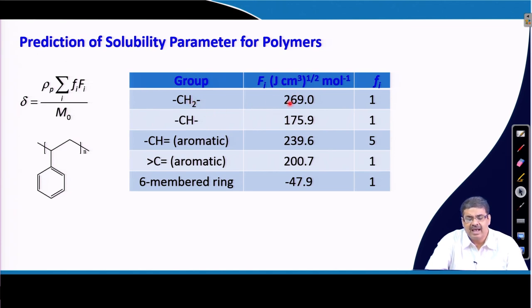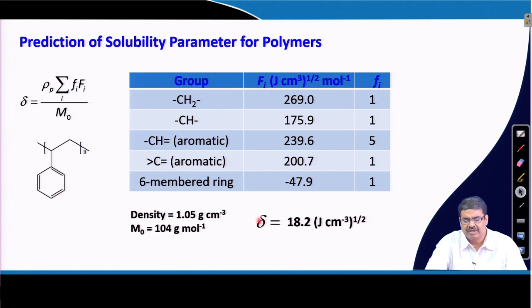So, we can add all these numbers to get this expression, and with the knowledge of the density of the polymer and the molar mass of the repeat unit, we can get the solubility parameter. So, in this case, we multiply f sub i with this capital F sub i, and sum to get this summation, and the density value we know, and m naught, the molar mass of the repeat unit, is 104 gram per mole. From that we can get the value as 18.2.